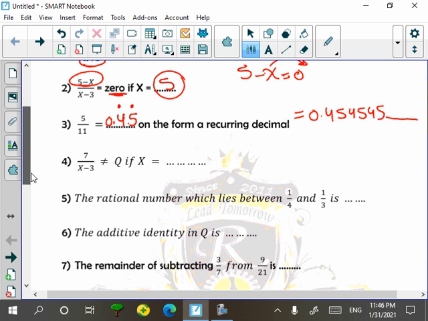Number 4: 7 over x minus 3 does not belong to Q. The meaning of that is that x minus 3 equals 0, and x minus 3 equals 0 when x equals 3.